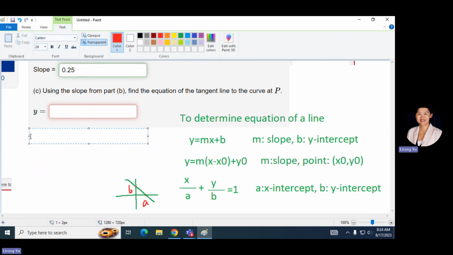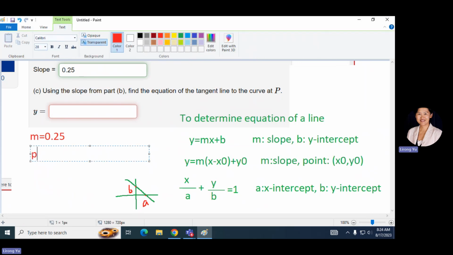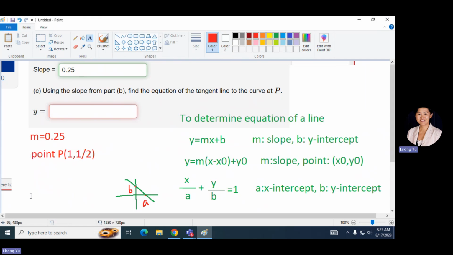For example, in this question we already knew the slope. See this one, we don't have the slope. You might have to use A and B to construct the slope. In this case, it would be negative B over A. In our question, B equals 0.25. We also have a point, and the most obvious point would be the point P, which is 1 and 1/2.